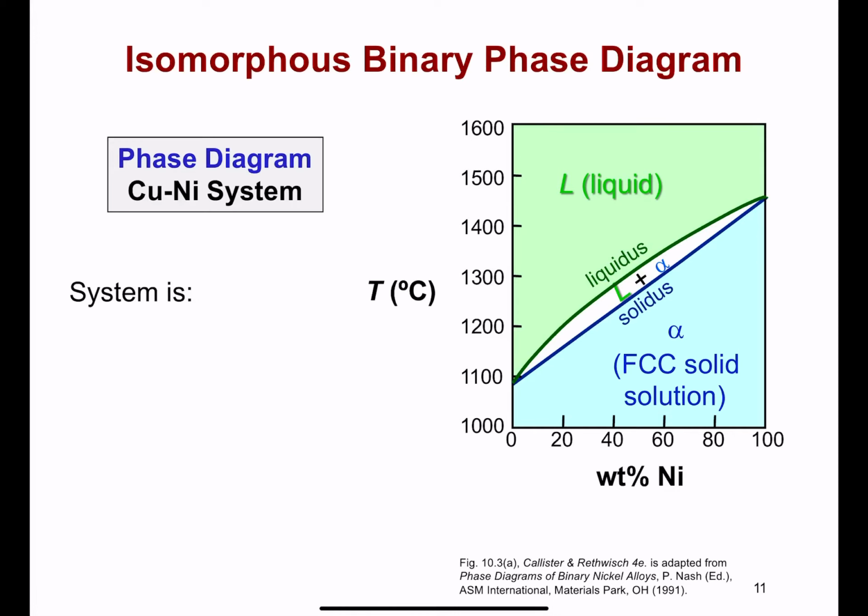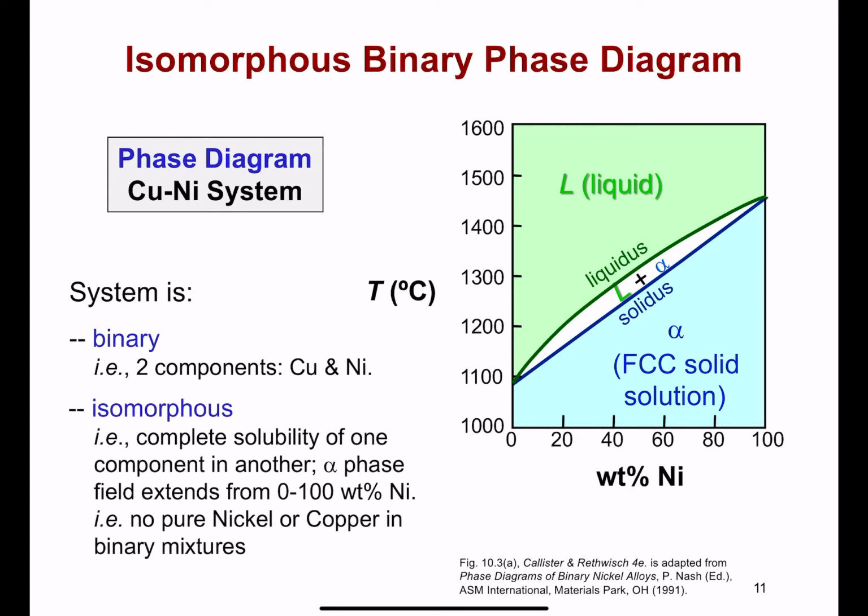So some additional things that we've learned. We said that the system was a binary system, so there are two components, copper and nickel, and we know from Hume-Rothery rules that we can expect isomorphous materials, so we can expect complete solubility of one component in another, which means that no matter where we go on this phase diagram, we will never find pure nickel, nor will we ever find pure copper. We always have some mixture of the two.